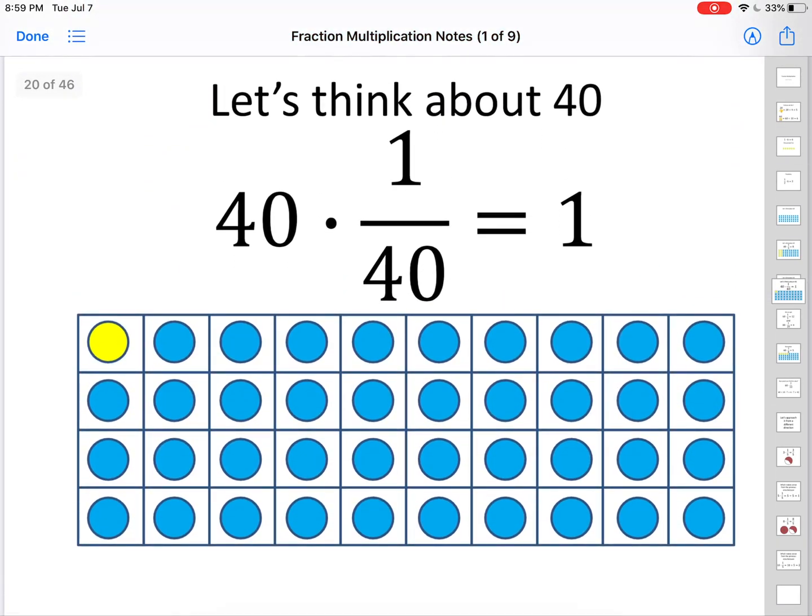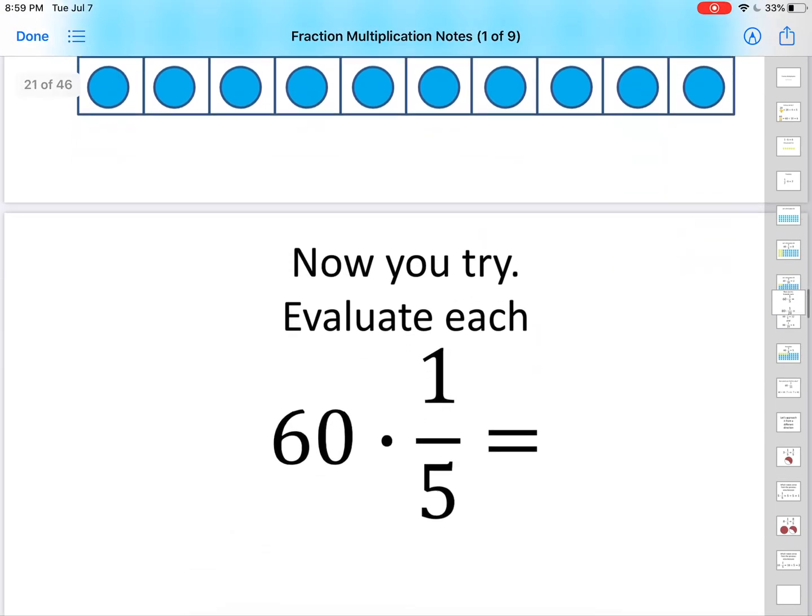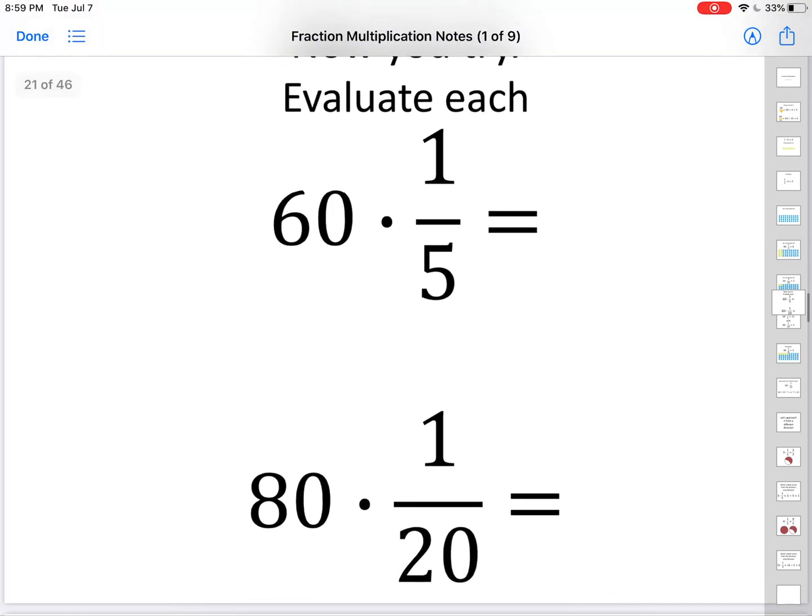40 times 1/40th is 1. Take 40, cut it into 40 pieces. How many are in each piece? 1. Okay, now you try each of these. 60 times 1/5 and 80 times 1/20th. Just do dividing, get the answer very quickly.